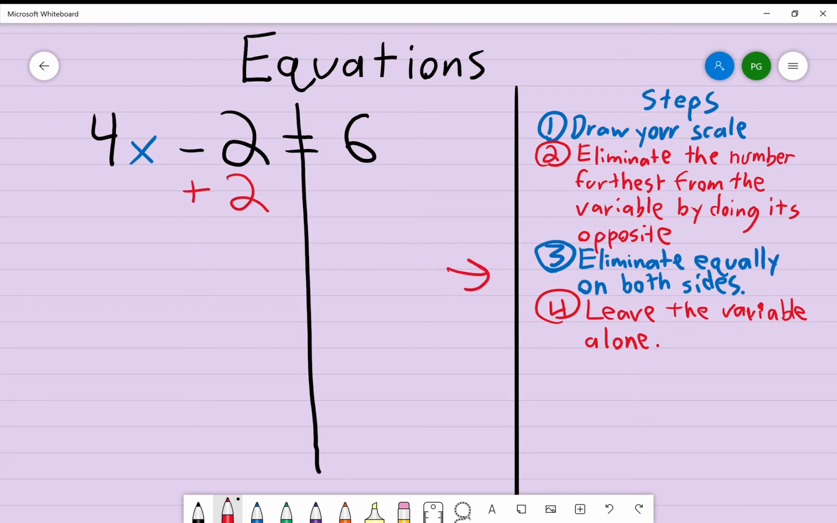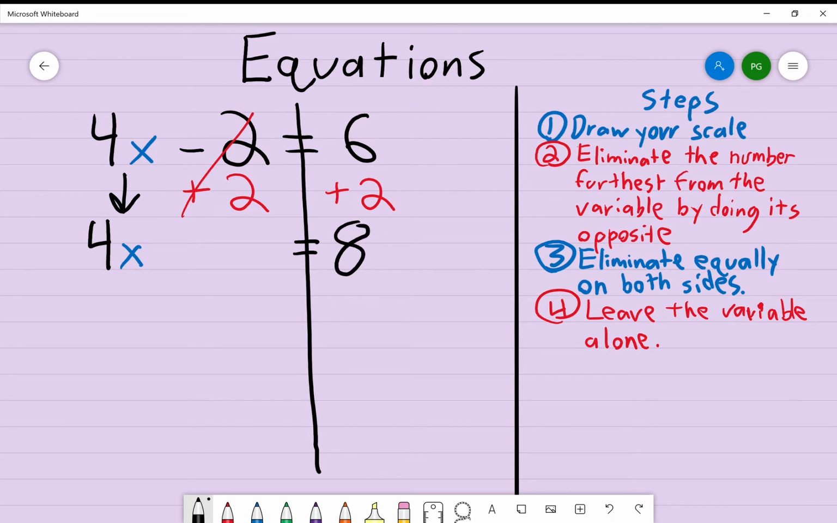Remember step 3, we have to eliminate equally on both sides. So if we're doing a plus 2 over here, we have to do a plus 2 over here as well. Perfect. Now we can bring down the 4x. We haven't touched that, so we can just bring it down. Negative 2 plus 2, well, they're opposites. They're going to cancel out. That's 0. I don't have to write anything down. Bring down the equal sign, and 6 plus 2 is 8.